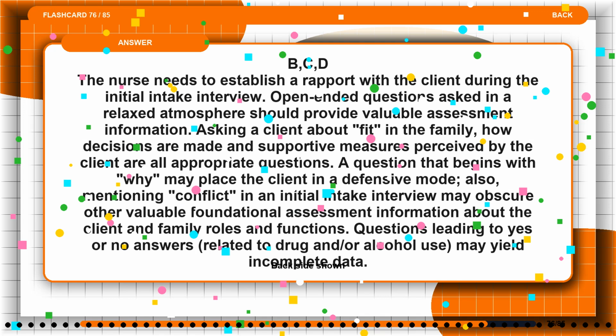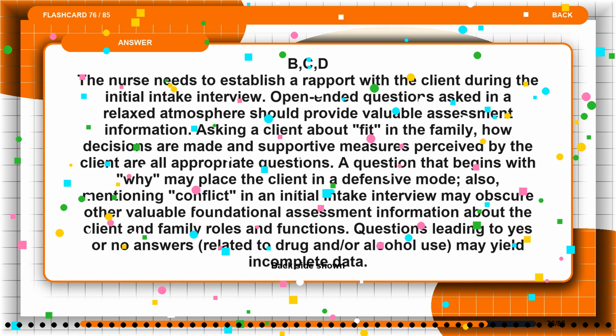The answer is BCD. The nurse needs to establish a rapport with the client during the initial intake interview. Open-ended questions asked in a relaxed atmosphere should provide valuable assessment information. Asking a client about fit in the family, how decisions are made, and supportive measures perceived by the client are all appropriate questions. A question that begins with why may place the client in a defensive mode.